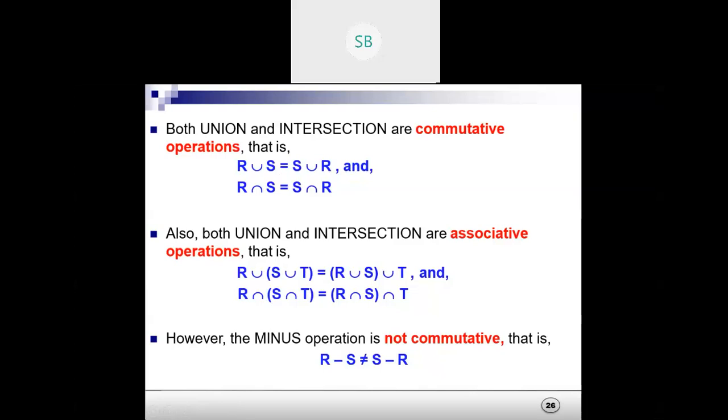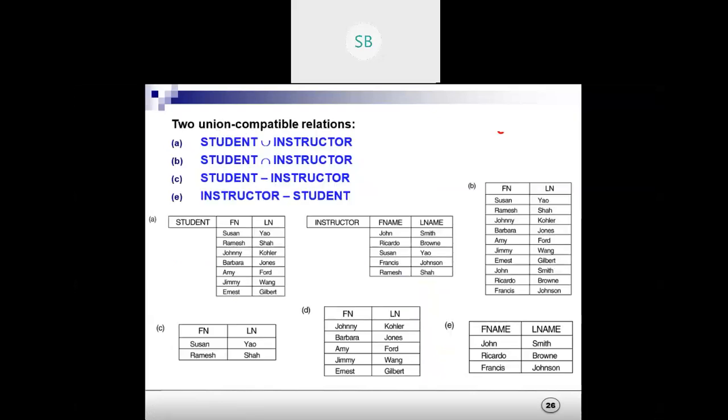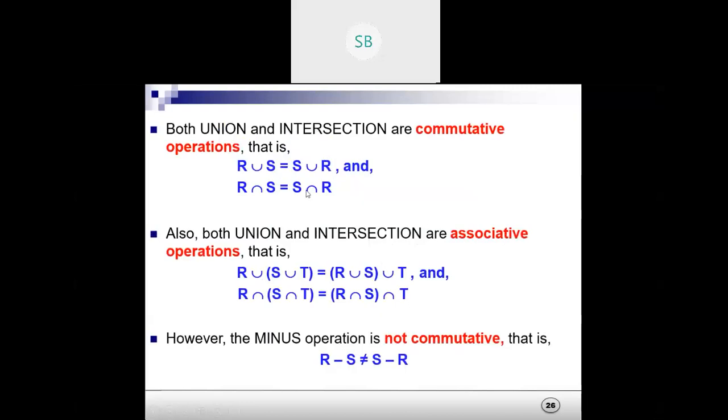That is, we have two tables and we take the intersection, just this example. Student intersection instructor, this was the result, right? Susan Yao and Ramesh Shah. Even if we take the reverse, instructor intersection student, we'll find the same common ones only. That is why we say it is commutative.